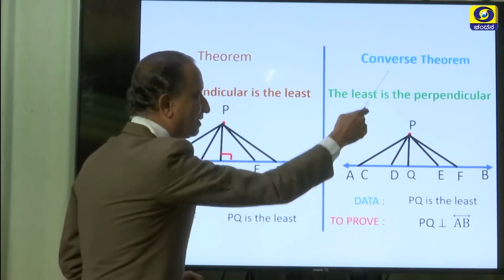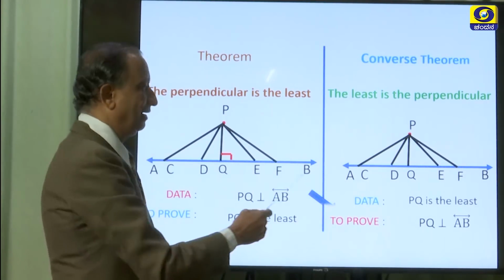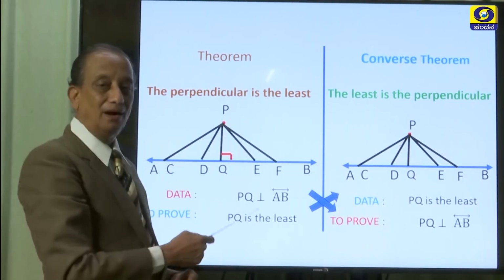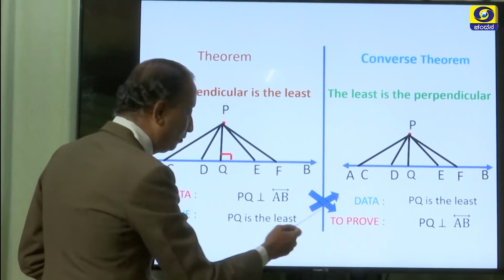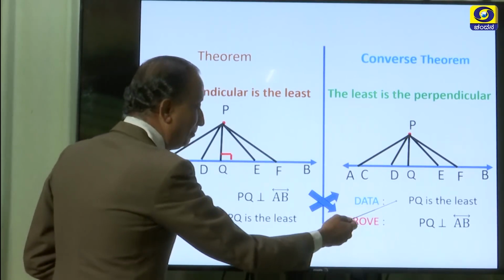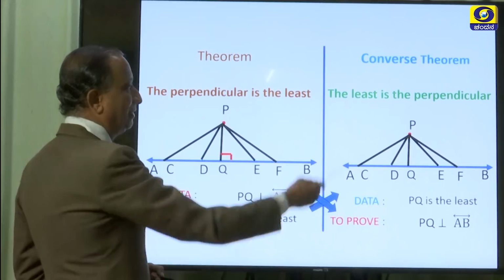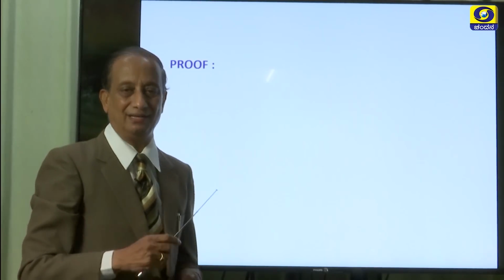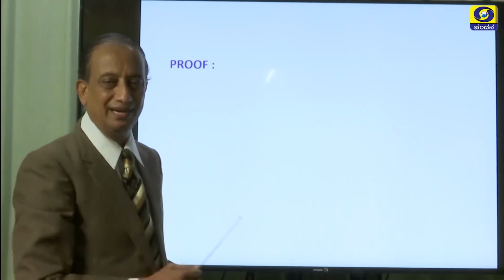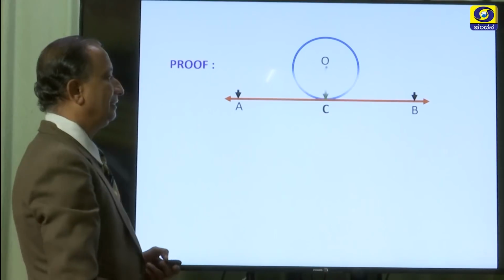So, with the help of the converse of this theorem, let us understand the radius and tangent theorem. Here, the data has been made to prove, and the to-prove has been made the data. Such statements are called converse statements, converse theorem. So, now with this prerequisite, I think we can comfortably understand the proof for our theorem.